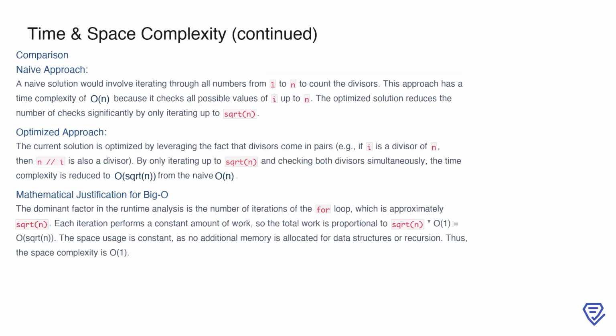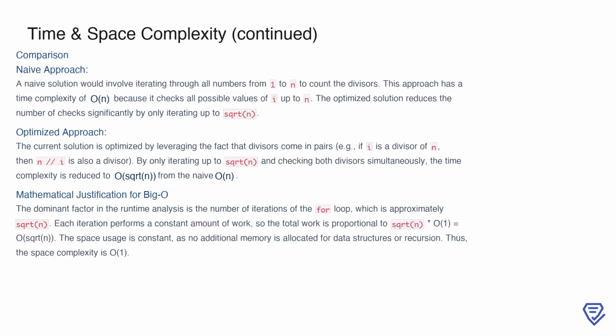To better understand the efficiency, let's compare this approach with a naive solution. A naive method would count divisors by iterating through all integers from 1 to n, checking each one for divisibility. This results in a time complexity of O(n), because it performs checks for all integers up to n.